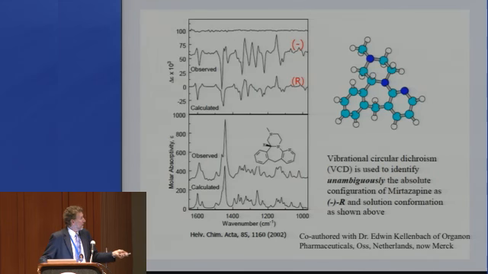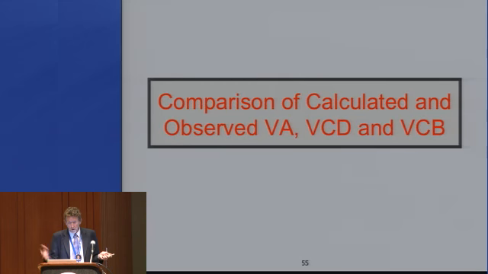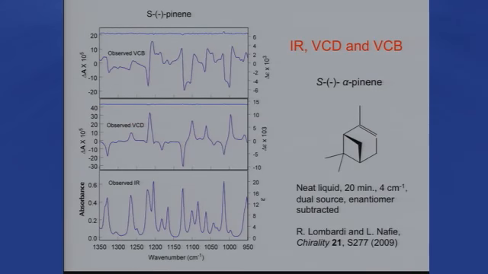You can essentially calculate beautifully IR and VCD with no adjustable parameters. Your choice of basis set and bandwidth is all you have to do. We also, this is just a curiosity, with Rosina Lombardi, I published a paper in Chirality in 2009 where, in addition to VCD and IR, we added the optical rotatory dispersion spectrum, or the vibrational circular birefringence.